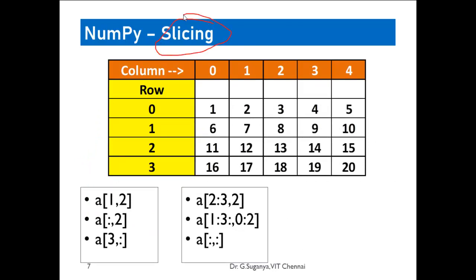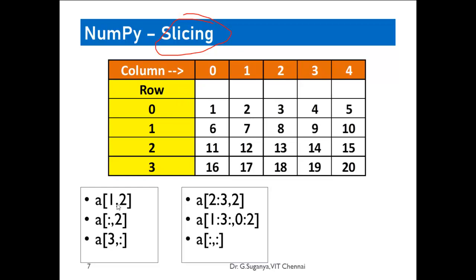So this is more useful when coming to machine learning algorithms. I have attached one picture showing a 2-dimensional array. These are the columns. How many columns do we have? 5. How many rows do we have? 4. And the indexing starts with 0.